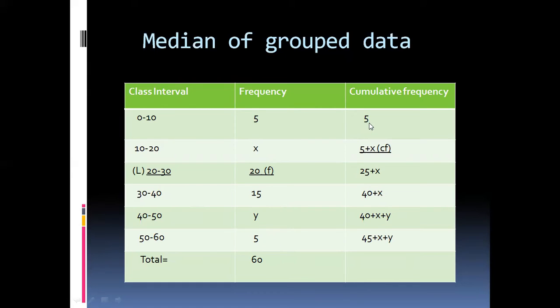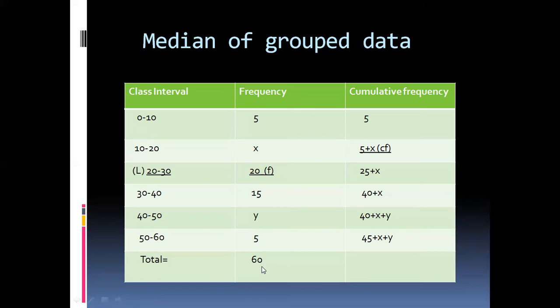Then cumulative frequency: you all know that the first observation you write as it is. Then 5 plus x, the second one. The next one is 5 plus x plus 20, that is 25 plus x. 25 plus x plus 15 is 40 plus x. And then 40 plus x plus y is 40 plus x plus y, because both are two different variables we cannot add. So next 5: 40 plus 5, which is 45 plus x plus y. This is the cumulative frequency.